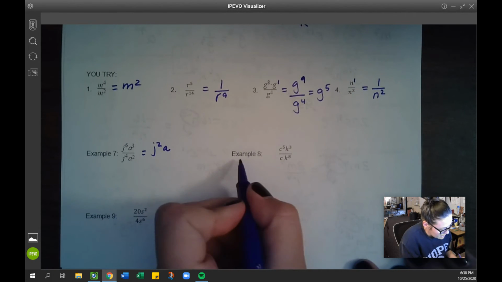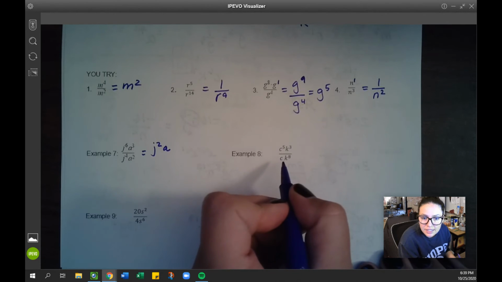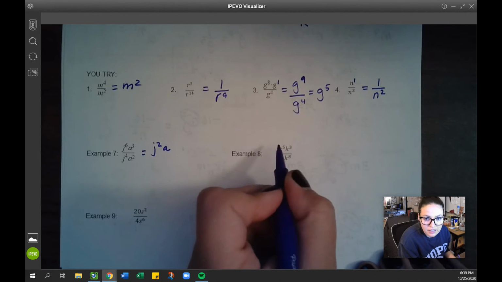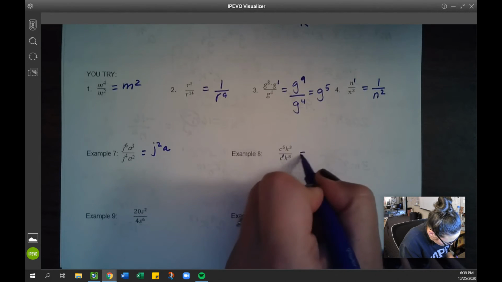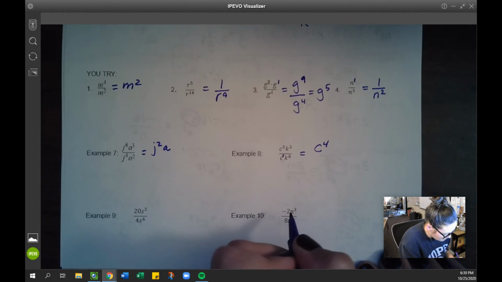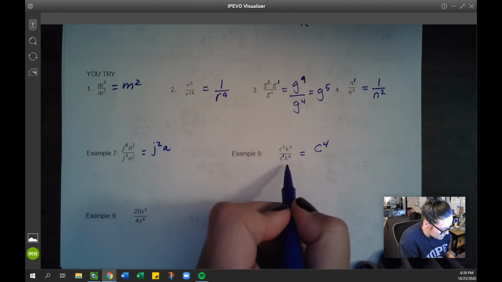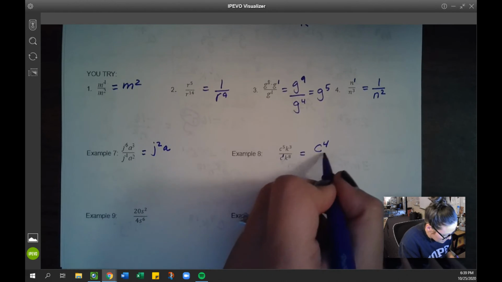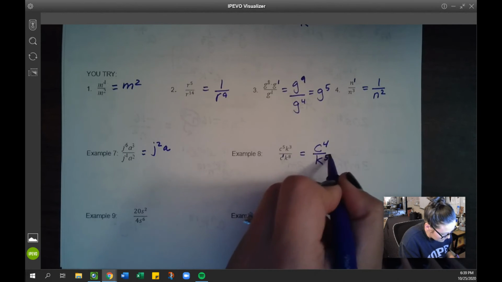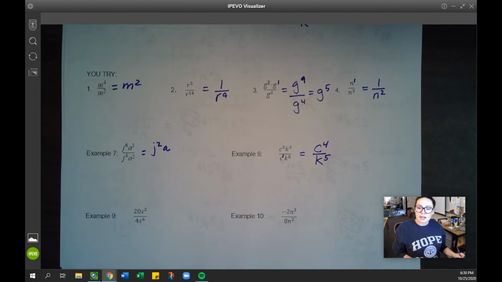All right, example 8. Let's do the same thing. C's. More C's on the top or on the bottom? More on the top. How many more? C to the 4th. How about the K's? More K's on the top or on the bottom? More on the bottom. How many more? 8 minus 3. I'm going to have K to the 5th on the bottom. So C to the 4th on the top and K to the 5th on the bottom.